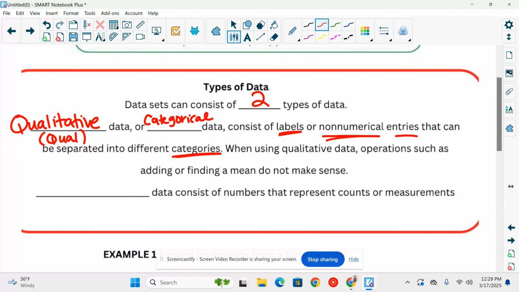All right, so we have qualitative, and then the opposite of qualitative is quantitative. Quantitative consists of numbers. Qualitative is words. Quantitative is numbers.